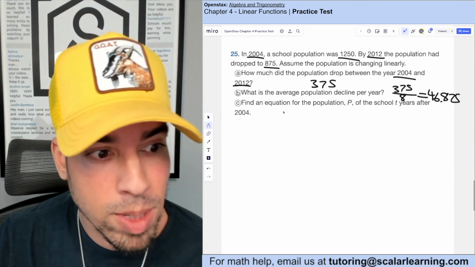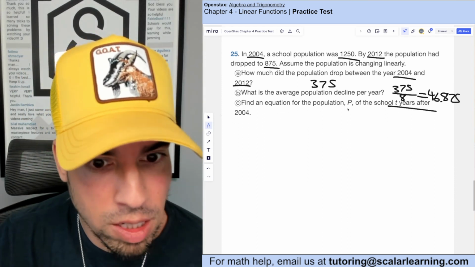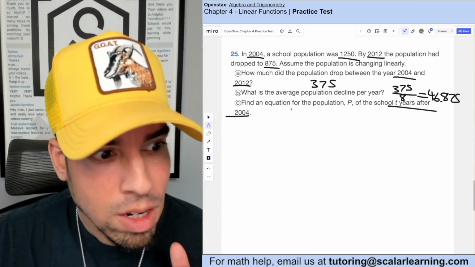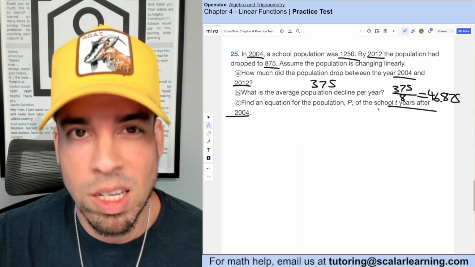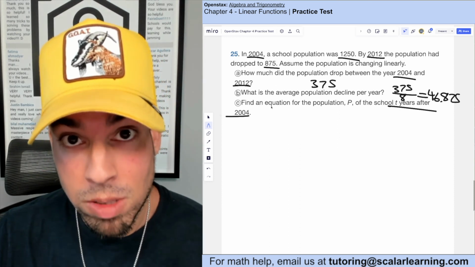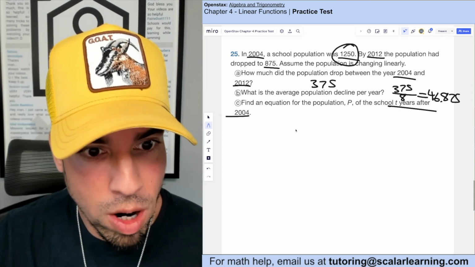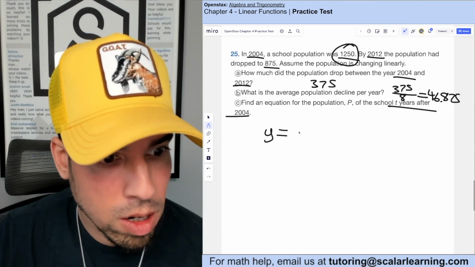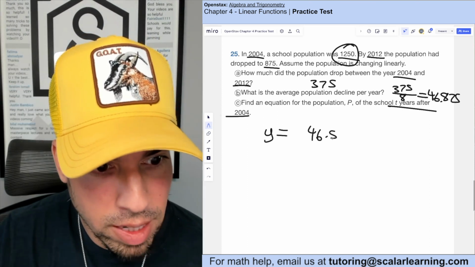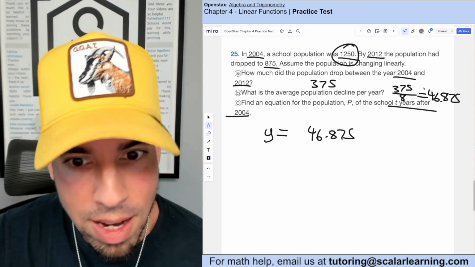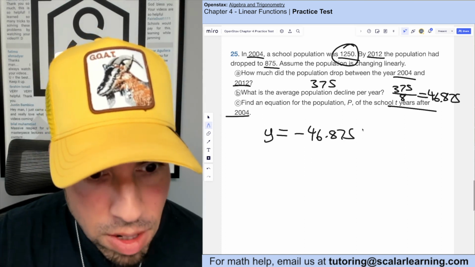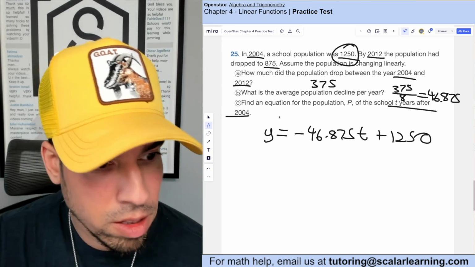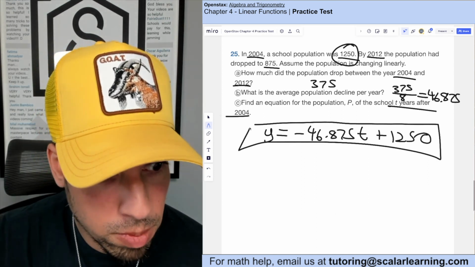And then last but not least, find an equation for the population t years after 2004. We got everything beautifully set up, because if we're saying t years after 2004, that is t equals 0. So this is our y-intercept right here. So we have y equals our slope of 46.875. But again, since it's going down by this amount, that's negative, times t, and then plus that y-intercept of 1250. There's our equation. Boom, done.